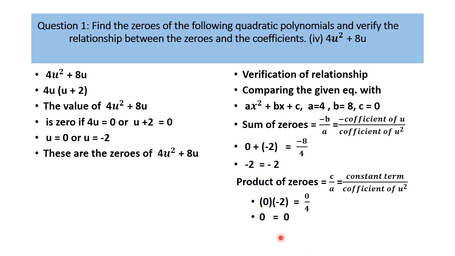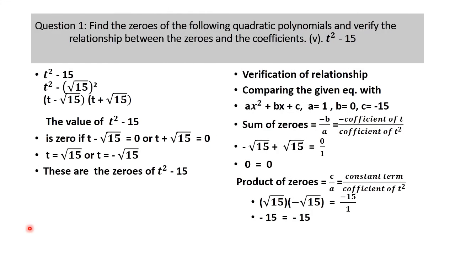This is the fourth part of question first. Now the fifth part. Here also we have the equation t square minus 15. So this is t square minus 15. Now we will write this because we cannot take anything common. There is no term common between these two.